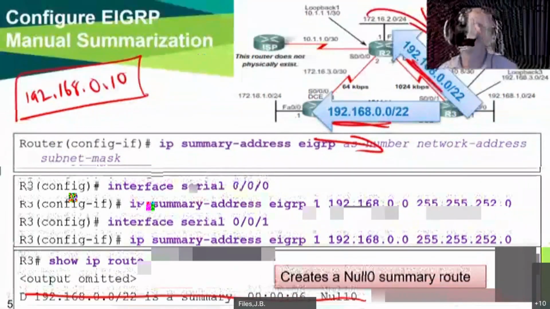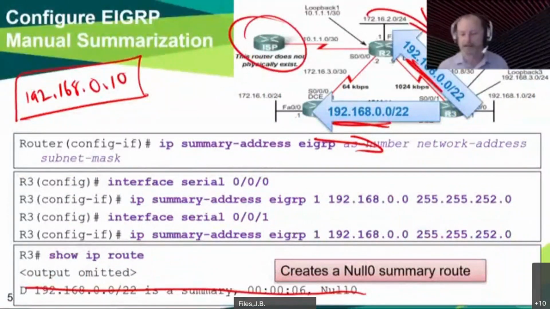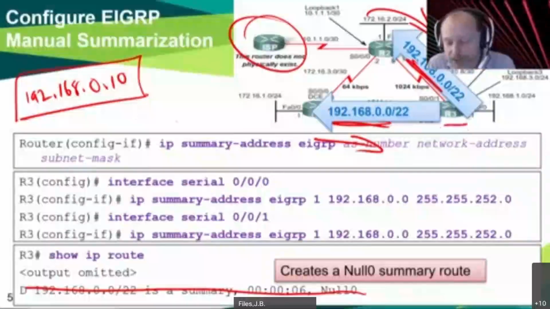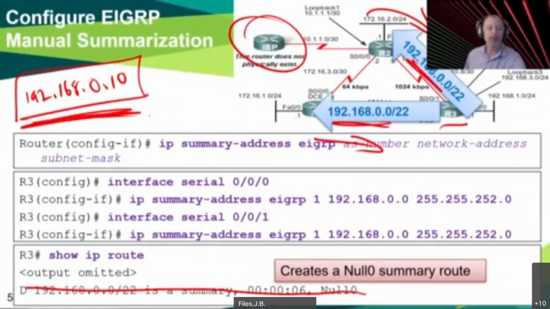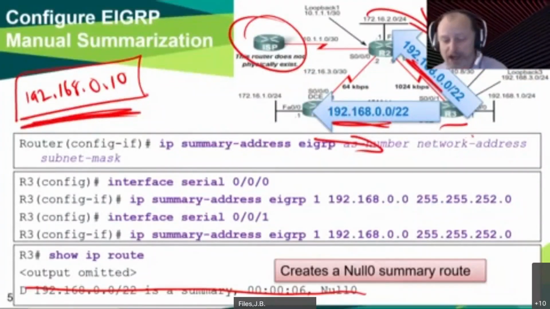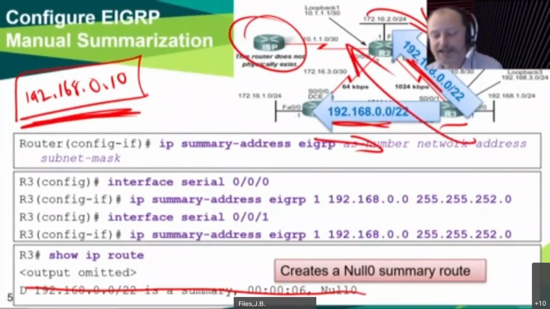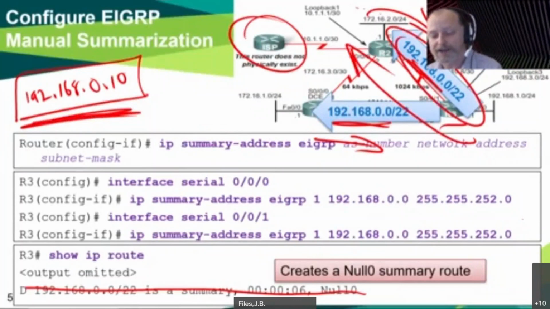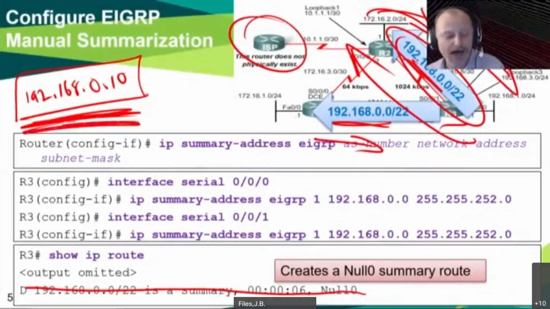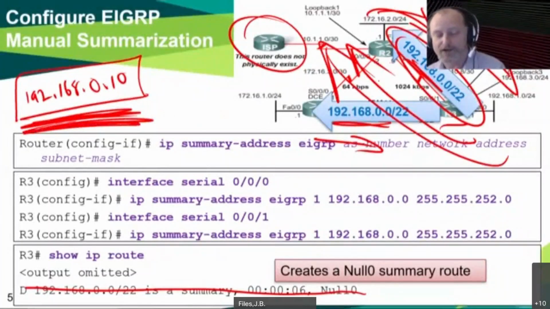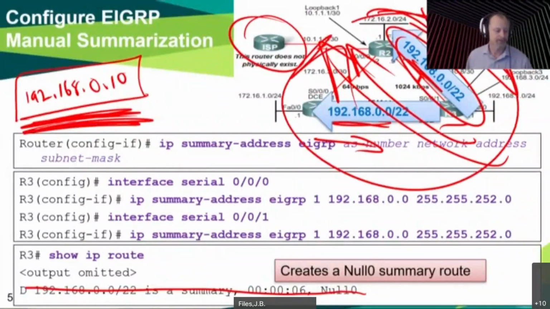But let's say it has a default route, right? Because the internet's over here. Well, guess what? R3 is going to get this packet and it's going to say, well, I don't have a network like that, but I do have a default route. So I'm going to send it to R2. R2 gets it, sees this summary route and says, oh, that goes to R3. R3 gets it and says, oh, I have a default route. I'm going to send it over here. So, we end up with a routing loop.